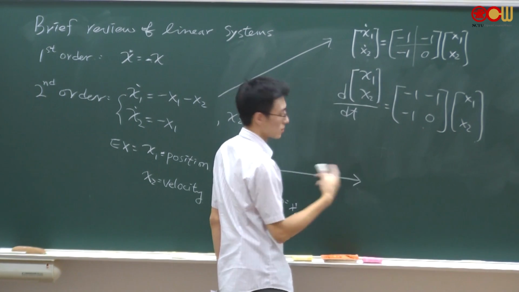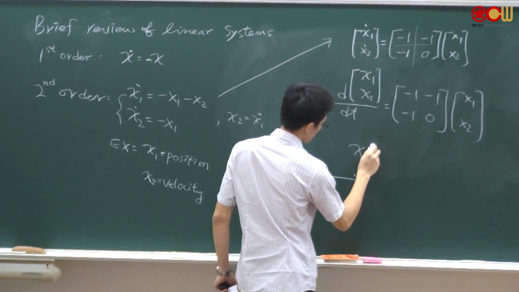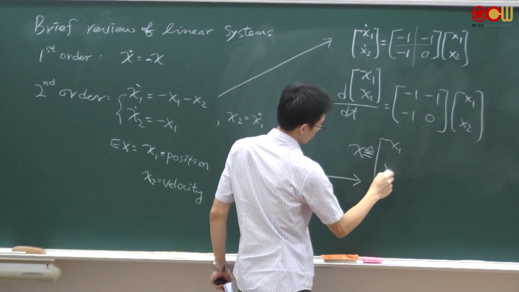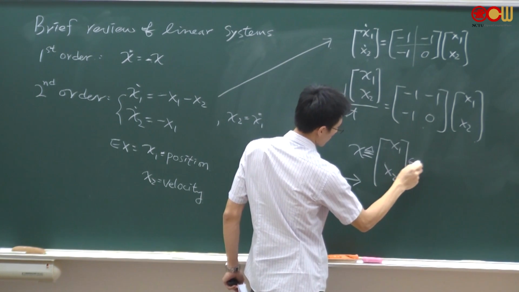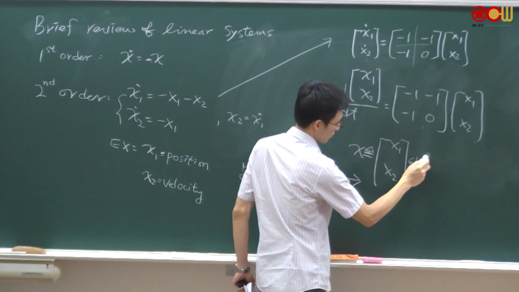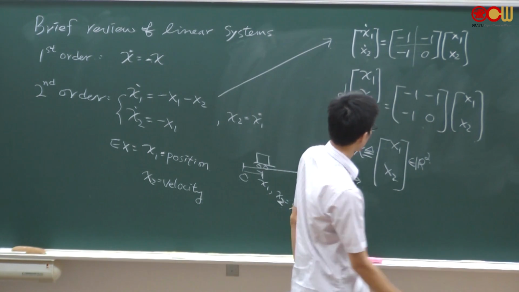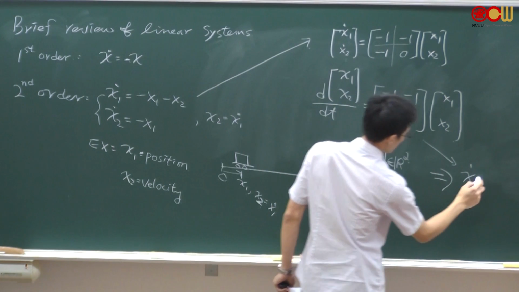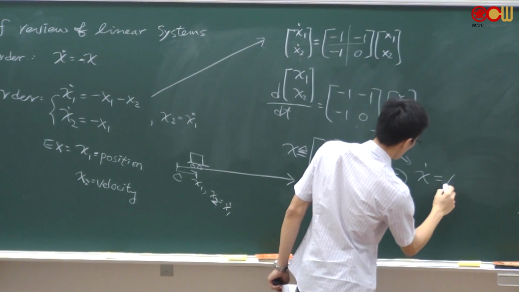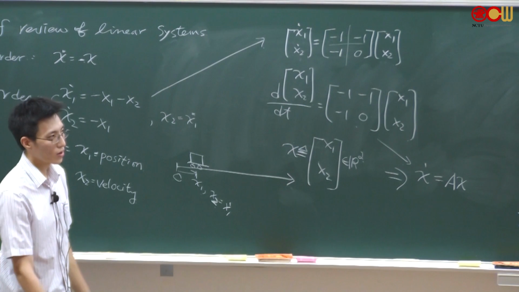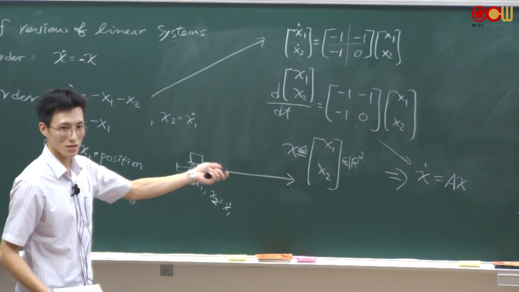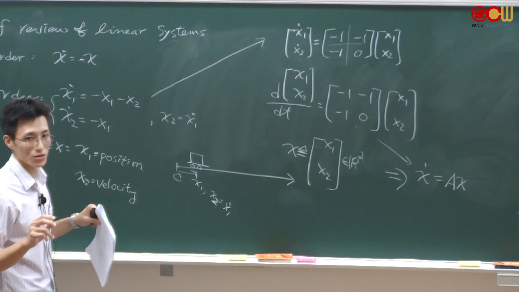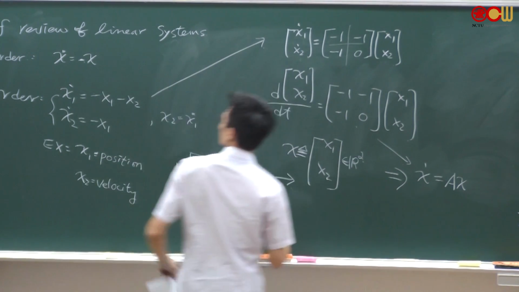And you can do it more simply, like you define your x. Define x as x1, x2, which is a two-dimensional column vector. With that being said, you can say x dot equals some matrix, I call it A, times x. So what's the advantage of expressing in this form? It's very similar to the expression for one dimension, right? For the one-dimension case here.